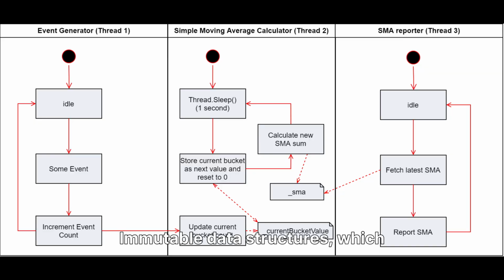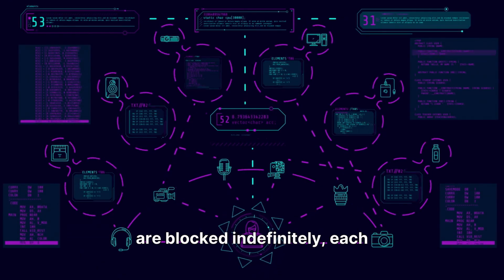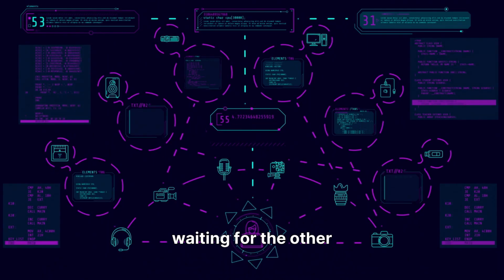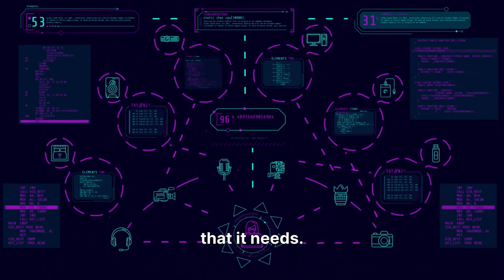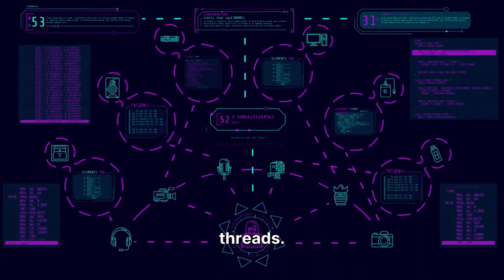Immutable data structures, which cannot be modified after creation, are inherently thread-safe because their state never changes. Multiple threads can access them simultaneously without any risk of data corruption. A deadlock occurs when two or more threads are blocked indefinitely, each waiting for the other to release a resource that it needs. This creates a circular dependency, halting all involved threads.